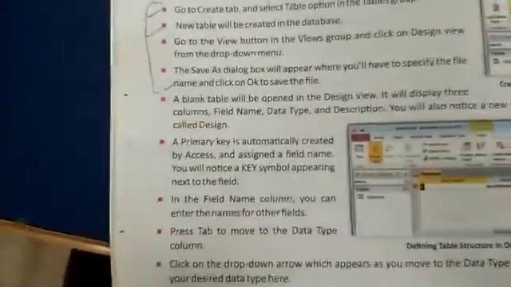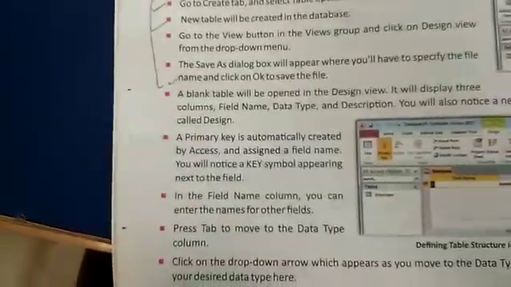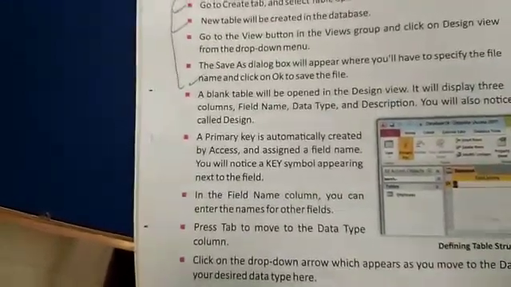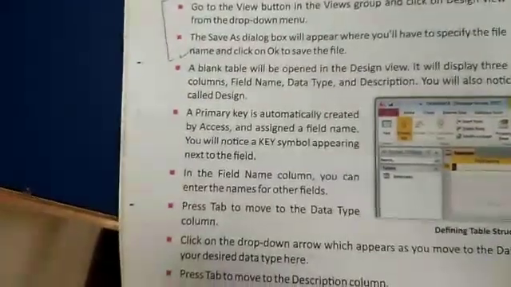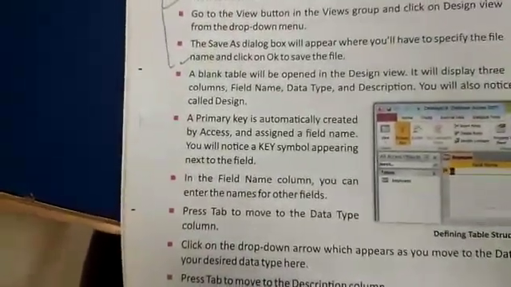A primary key is automatically created. Now what is a primary key? A primary key is a key which uniquely identifies the record. As in our school, all you students have an admission number and registration number, which is quite different for every student. So that is the primary key that helps to identify each student separately.